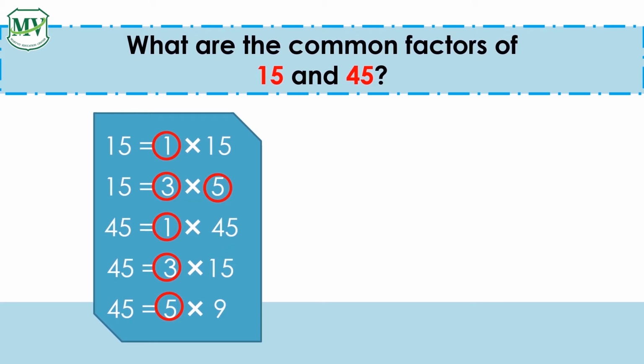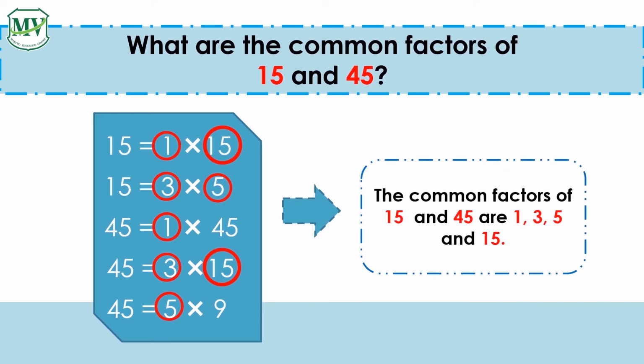How about 9? Is it a common factor? No, 9 is not a factor of 15. So we will not encircle 9. Is 15 a common factor? Yes, 15 is a common factor. So we will encircle 15. Will we encircle 45? No, we will not encircle 45 since it is not a common factor of 15 and 45. So the common factors of 15 and 45 are 1, 3, 5, and 15.